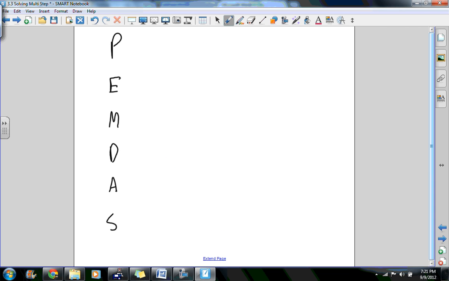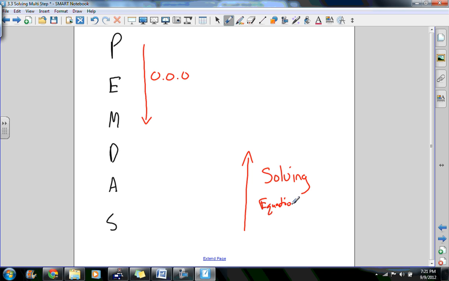Now, as we do PEMDAS or OPOP, depending, we're always going to work our way down when we're doing order of operations problems. However, when we're solving equations, we're going to work our way up. I think most of you already know this because we've been solving equations for a few years now, but I just want to make a reminder. The way I think of it, you want to get rid of everything away from the variable.